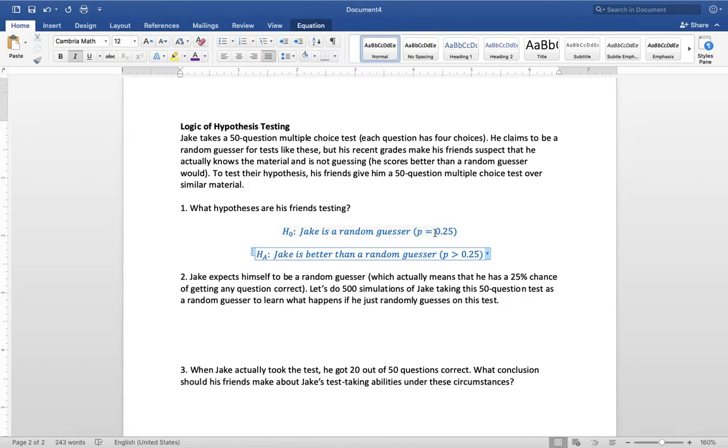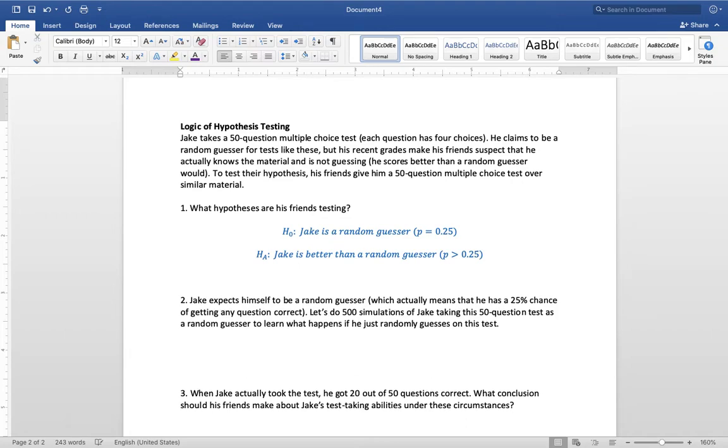So we could write our null hypothesis and alternative hypothesis using p, which is the true proportion. So we would define p equals the true proportion, which is like your percentage of correct answers on this 50 question test. Okay, so that means the same thing. If someone is randomly guessing on this test, that means they have a 25% chance of getting any question correct. So really, we should expect them to score 25%.